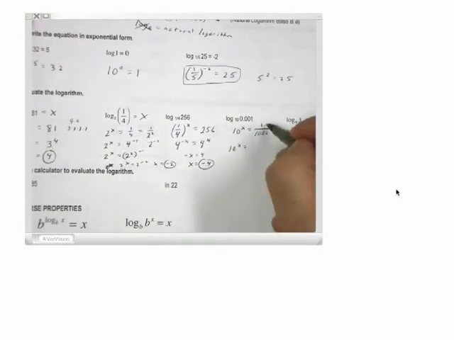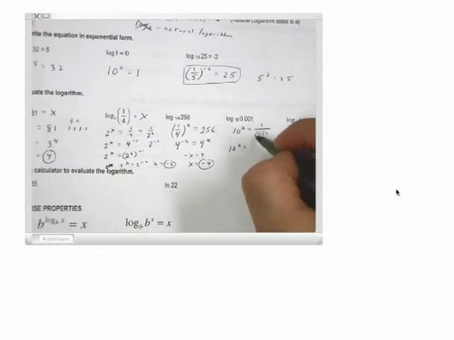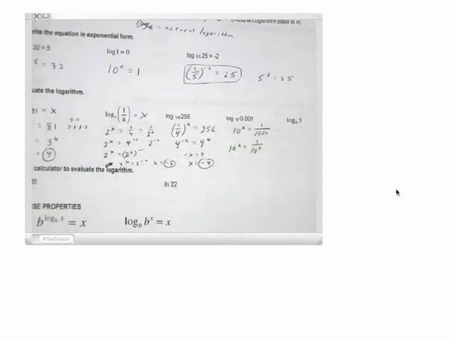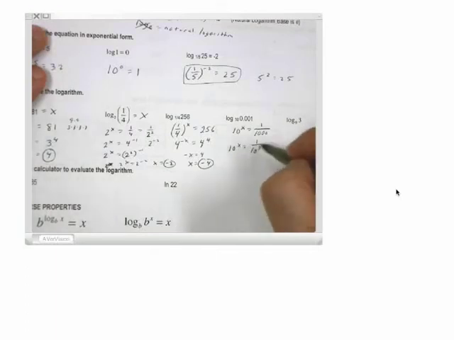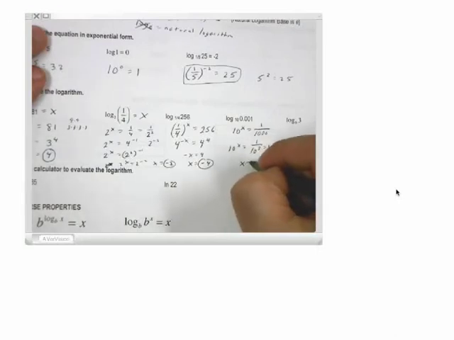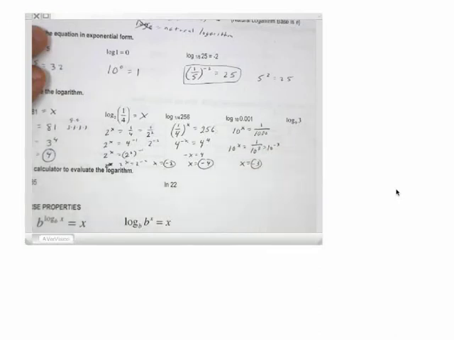Now, anytime I have 1 over 1,000, now 1,000 can always be written as 10 to a power. Just count the number of zeros, it's the same thing as 10 cubed. Now, if 10 to the x is equal to 1 over 10 cubed, remember 1 over 10 cubed is the same thing as 10 to the negative third. So therefore, x must be equal to negative 3, and that's the value of my logarithm.